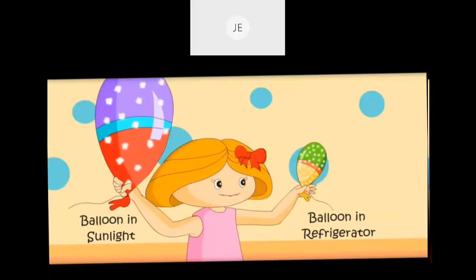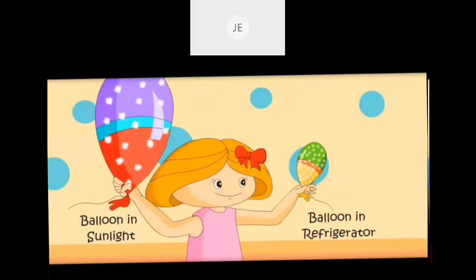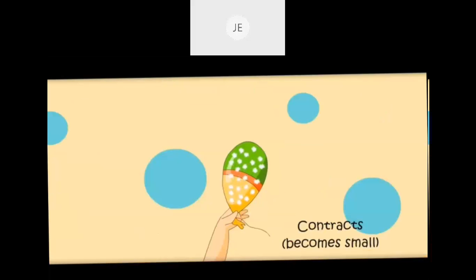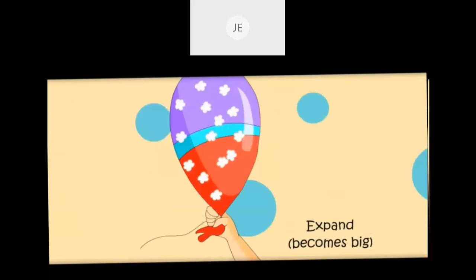And in the presence of sunlight the temperature is more. So that is the reason the gas molecules expand and the balloon also expands. Gas molecules inside the balloon expand, so the balloon also expands. The balloon in the refrigerator would contract, meaning it becomes small. Oh, this means things contract in cold and they expand in heat.